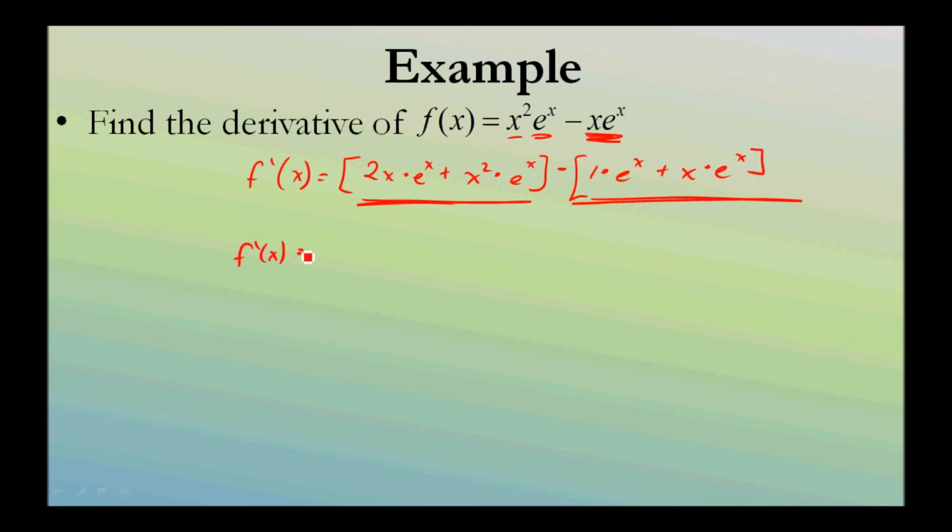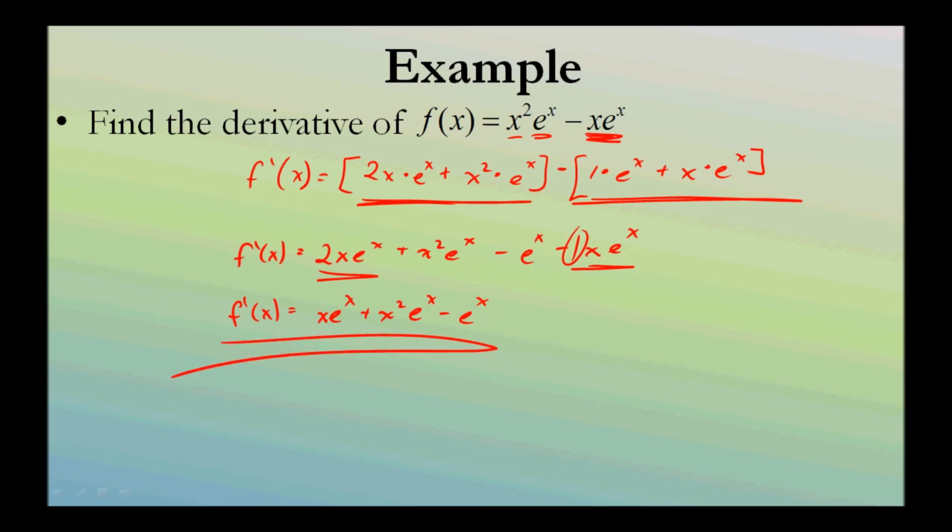f prime of x is equal to 2x e to the x plus x squared e to the x minus e to the x minus x e to the x. We can simplify this slightly, because these two terms are in the same format, just with different coefficients. This has an essentially invisible coefficient of 1, so we get x e to the x plus x squared e to the x minus e to the x as our final result.